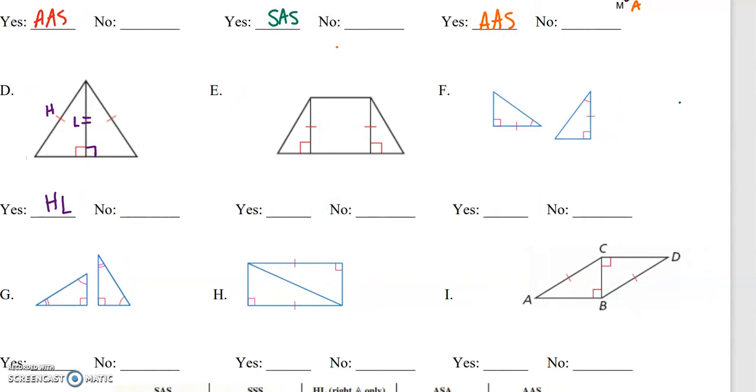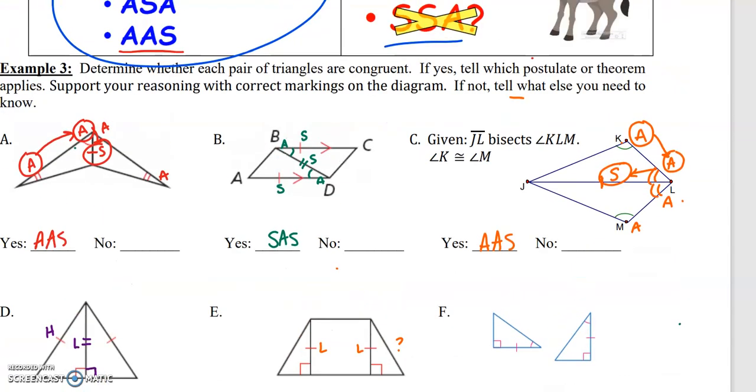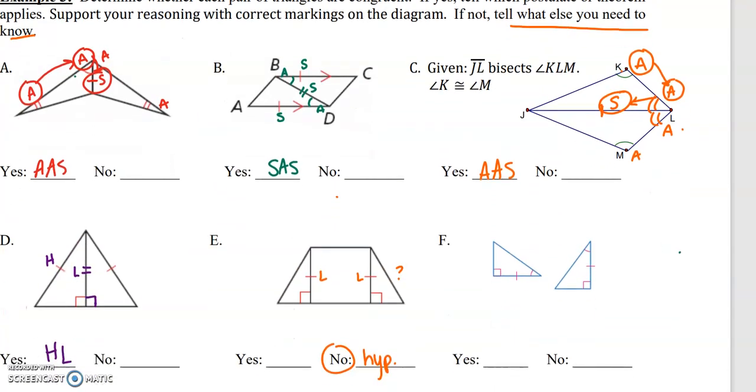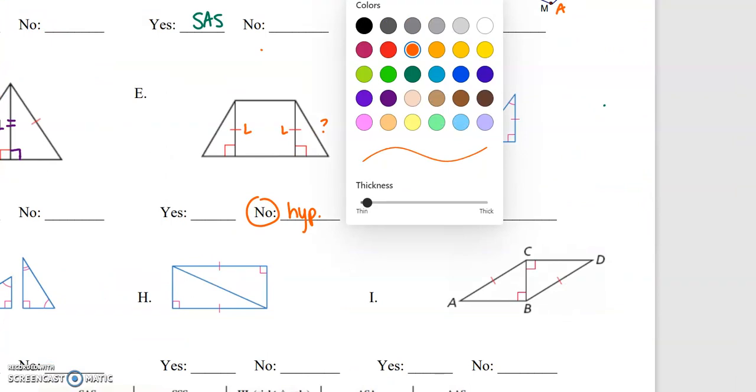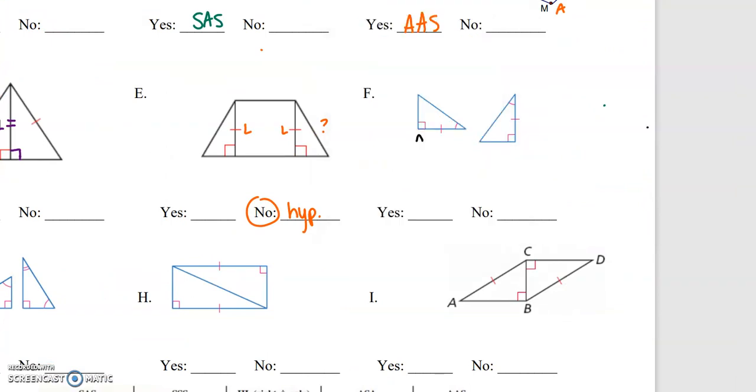Right triangles, but we only have a leg. We don't have the hypotenuse here, so this is a no. What do we need? We need the hypotenuse. So if it's a no, tell what else you need in order to actually have them be congruent. And then this one, we have an angle, a side, and an angle, and we have that same thing over here. So angle, side, angle.